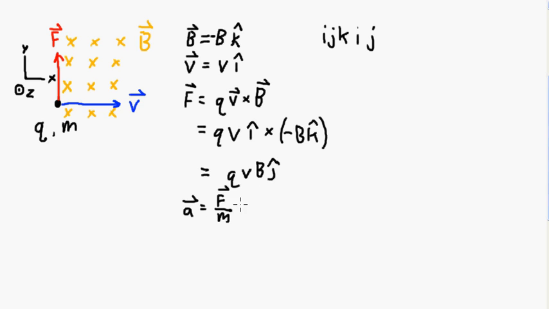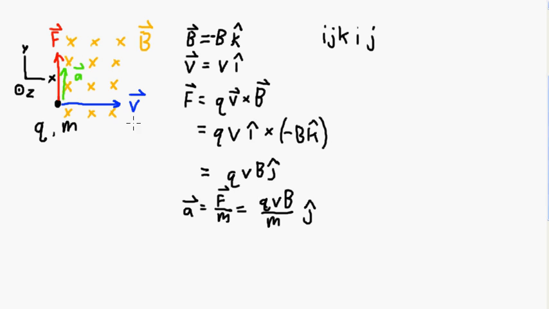And so this is your force here. So the acceleration is q v B over m times j hat. By the way, I'm assuming the charge in the particle is positive. If it's negative, then this all gets reversed, but it still works out. So it's accelerating upwards, of course. We can draw that with an acceleration vector.